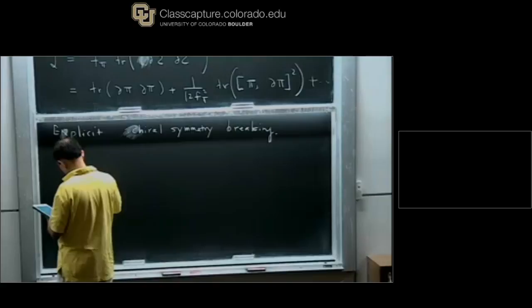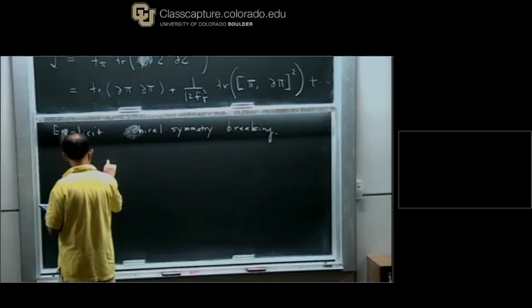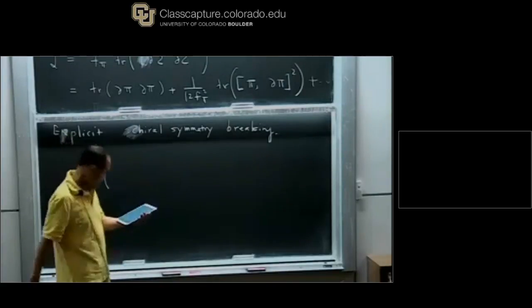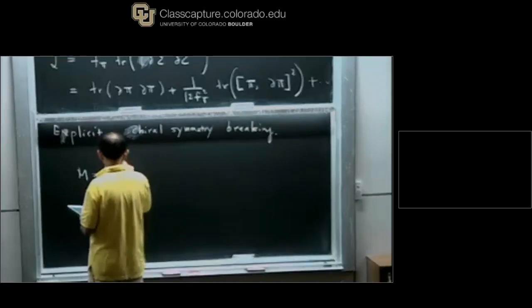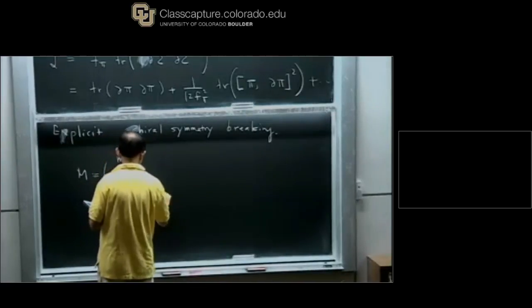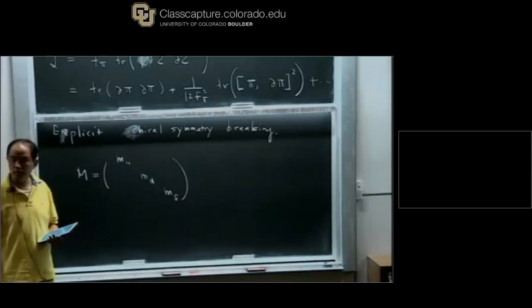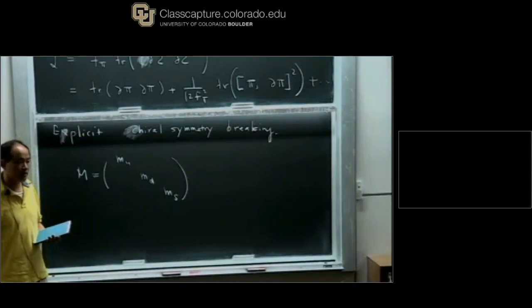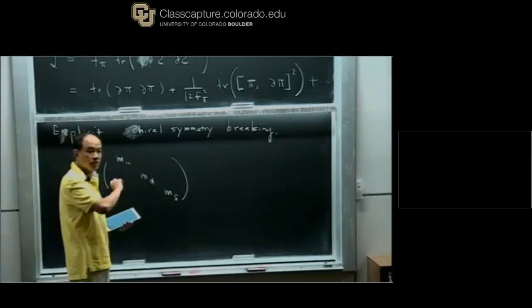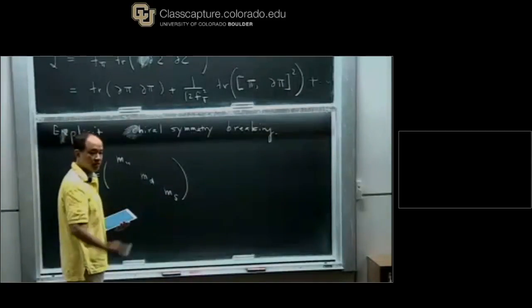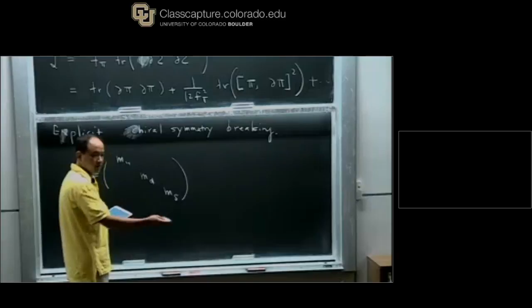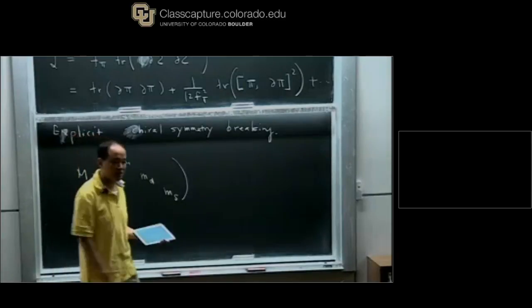So let me write it in the spirit of SU3. Let's write it in the 3x3 matrix form. Okay, these are the three masses. Okay, that I have to include. None of them are equal. Okay, if they are equal, there's a larger symmetry, but at this level, it's broken, completely broken chiral symmetry.